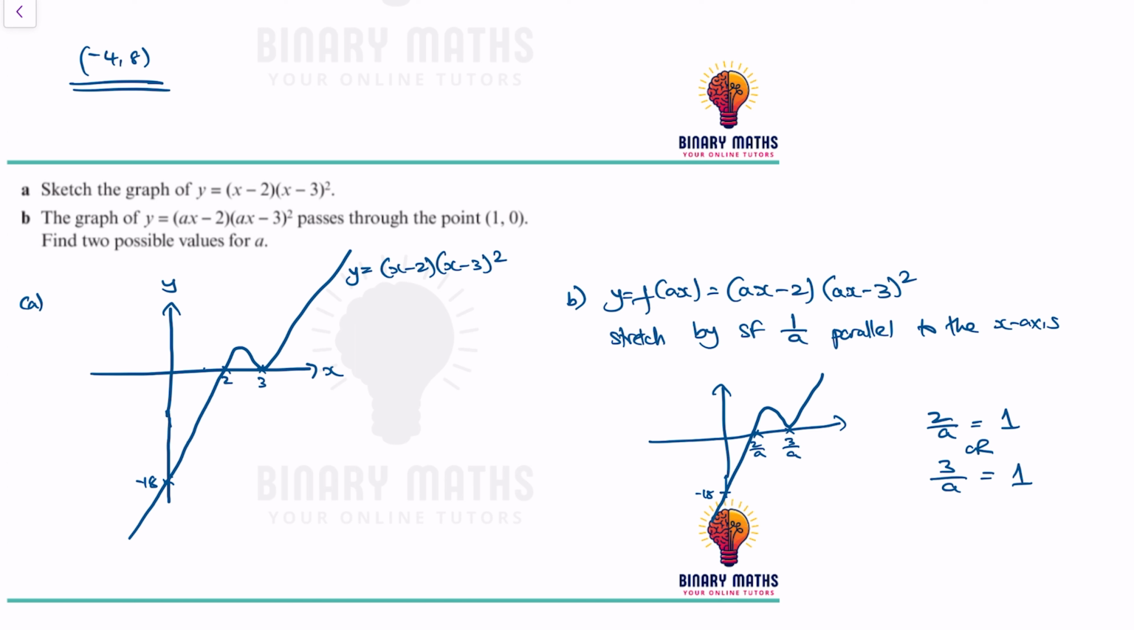Okay, now if 2 over a is equal to 1, then a must be equal to 2, or 3 over a is equal to 1 means a is equal to 3 over 1, which is 3. So these are two possible values of a.